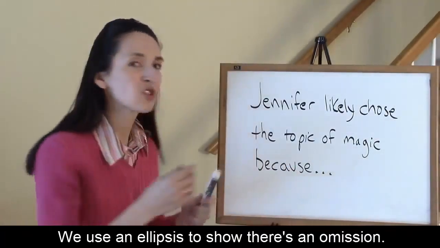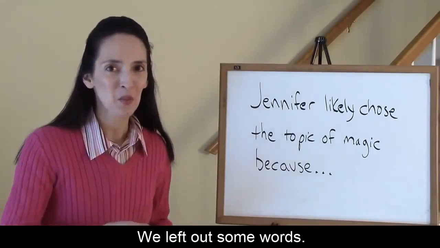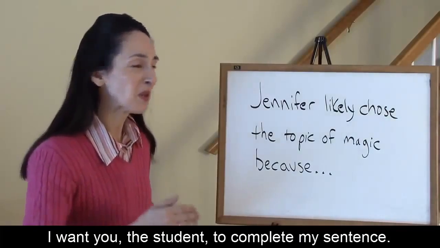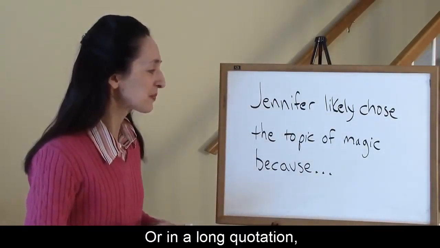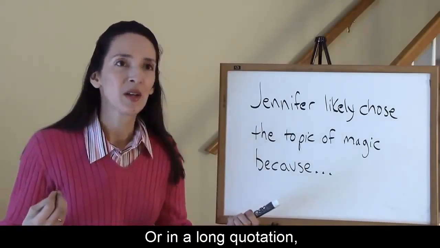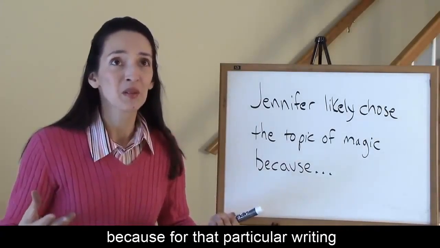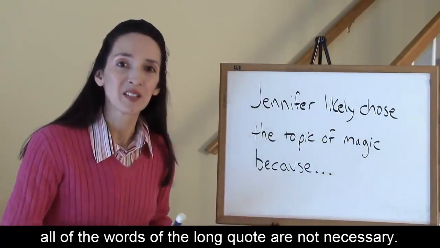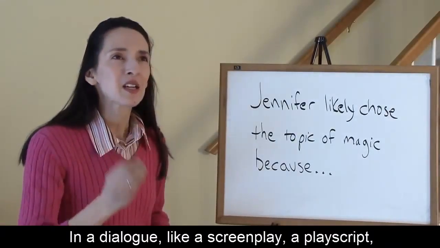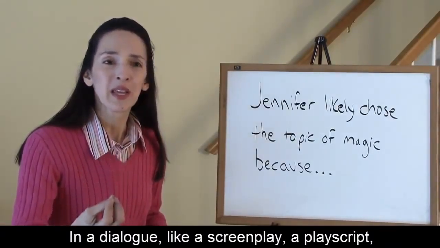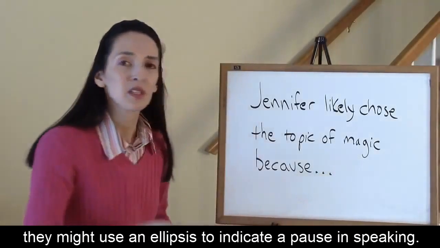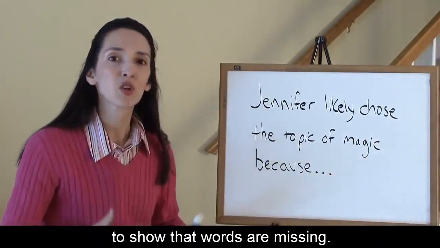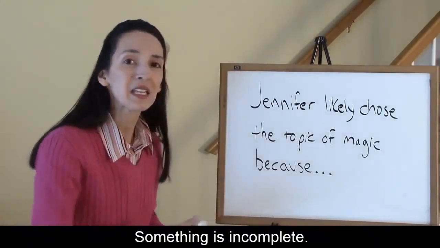We use an ellipsis to show there's an omission. We left out some words. Okay? This could be because it's a sentence completion. I want you, the student, to complete my sentence. Or in a long quotation, someone might leave out some words because for that particular writing, all of the words of the long quote are not necessary. Okay? In dialogue, like a screenplay, a play script, they might use an ellipsis to indicate a pause in speaking. But in general, we use an ellipsis to show that words are missing. Something is incomplete.